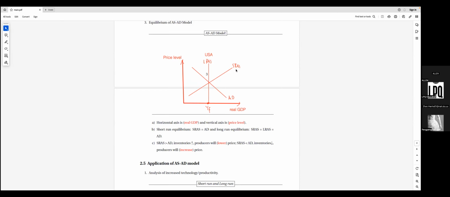But the short-run AS is a positive sloping curve over a shorter period of time.